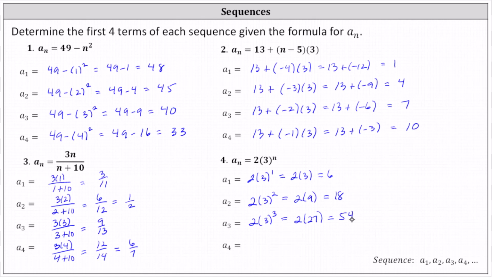And finally, to determine a sub 4, we substitute 4 for n. A sub 4 equals 2 times the fourth power of 3. 3 to the fourth is equal to 81, and 2 times 81 equals 162.